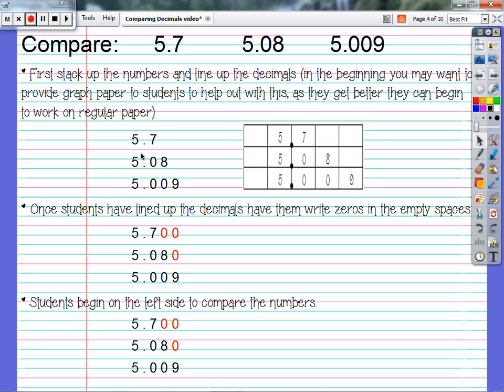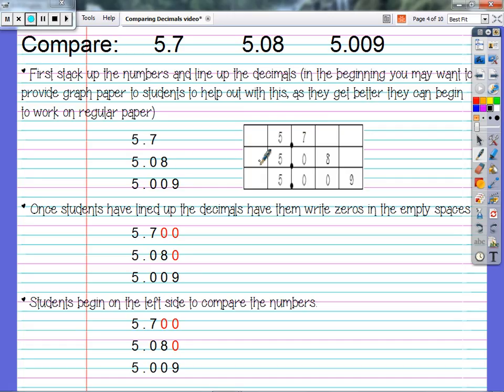In the beginning also, you may want to provide graph paper to the students to help them out with this. Because sometimes you have students who aren't very good about keeping their decimals lined up. And sometimes it's easier just to provide them with graph paper, like what we have here. That way they're able to keep their numbers lined up, making sure that you tell them that they're only going to be able to put one digit in each space. That way, this will help them keep their information neater and more organized. But either one of these ways will work for the students.